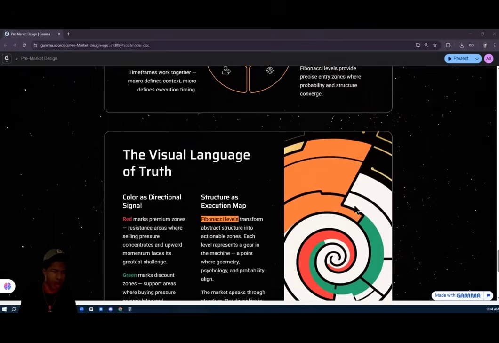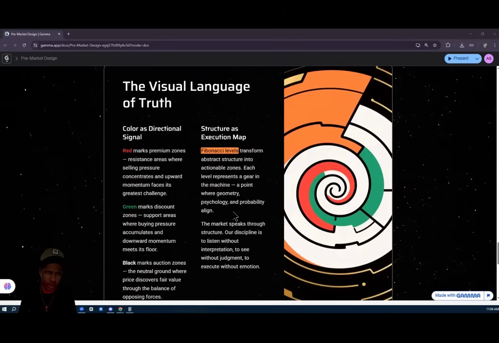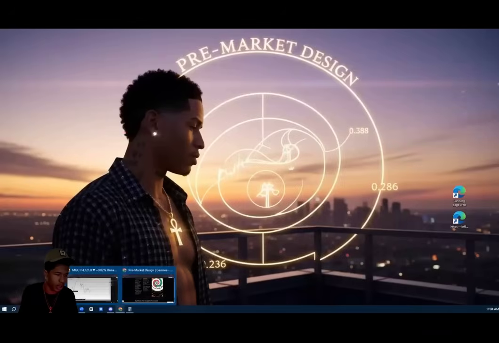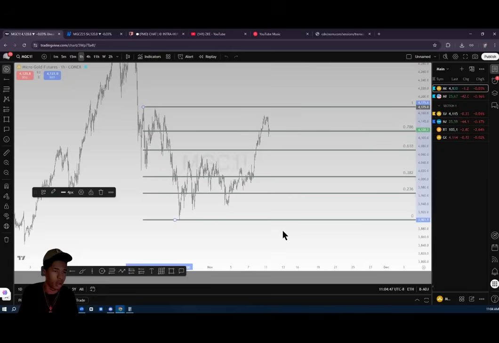And then the last part is just the visual language of truth. Red, premium, green, opportunity. Pretty much red indicates loss of opportunity. Stop, don't do any more. Green means plentiful opportunity. More, go. Black is just like, okay, nothing. So we always have that on our chart just so emotionally we stay connected.